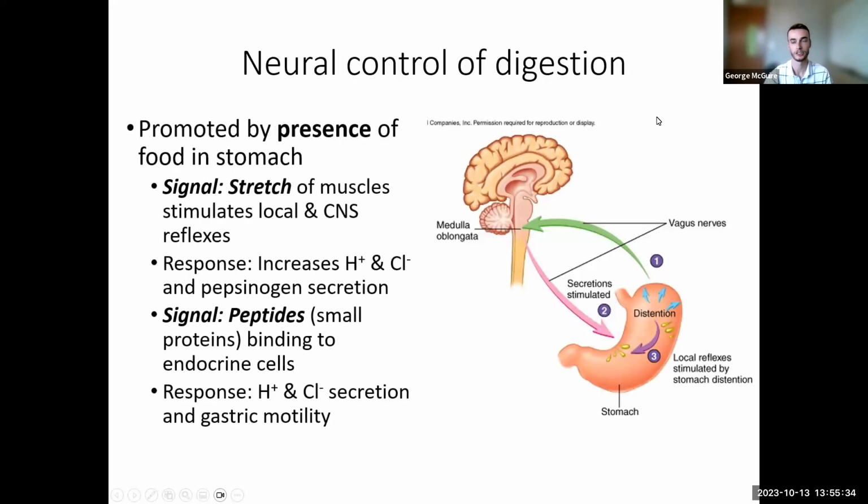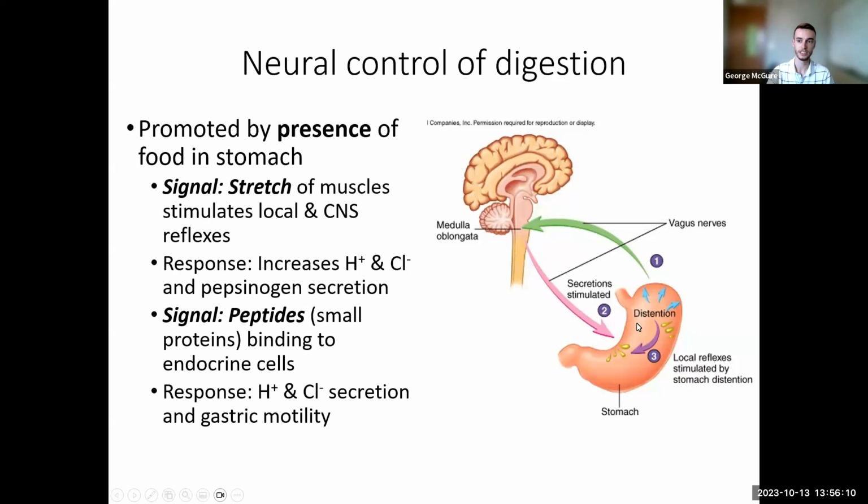So, the neural control of digestion. When there is food in our stomach, the signal that is communicated to our brains through our nervous system, through our nerves, is that the muscles are stretching. Any kind of muscle interaction is going to produce a nervous signal. So as the stomach muscles stretch, a nervous signal gets sent to the brain. The medulla oblongata translates that for the hypothalamus. The hypothalamus produces a response that gets sent back to the body. Okay? And so the response is an increase in secretion of that hydrochloric acid and pepsinogen.